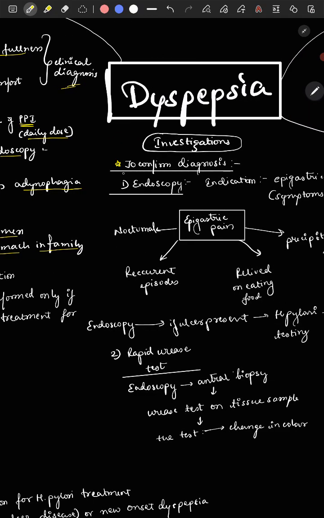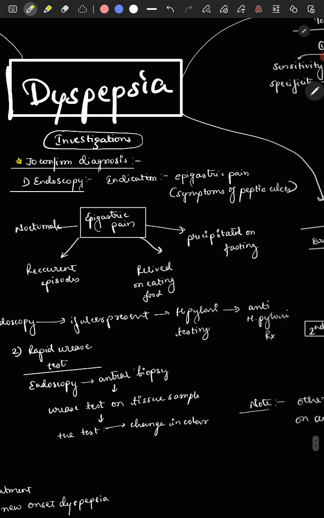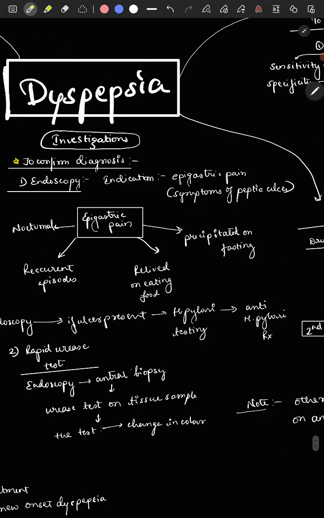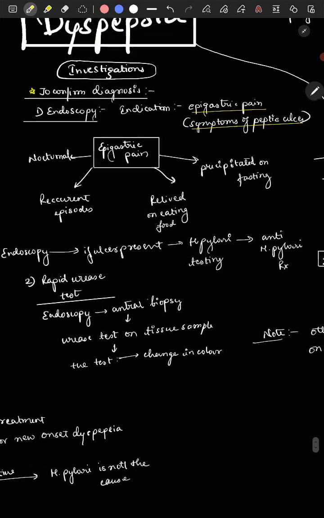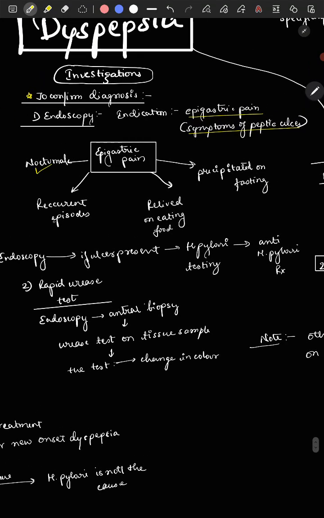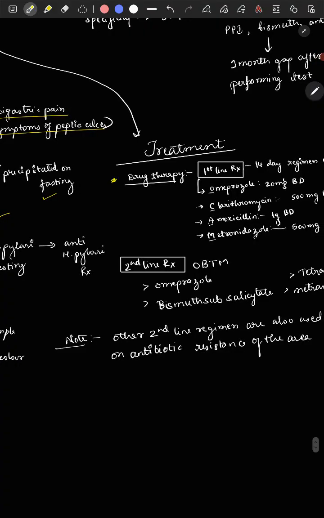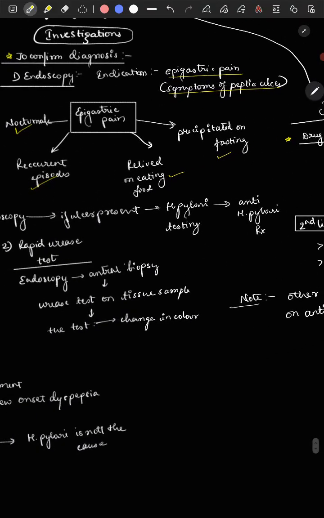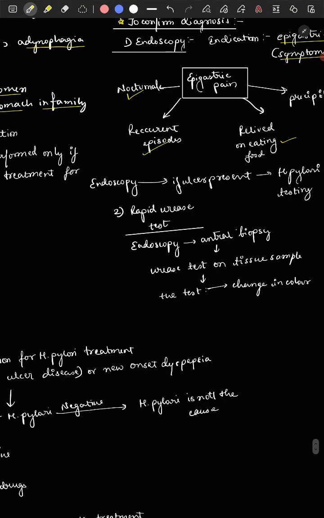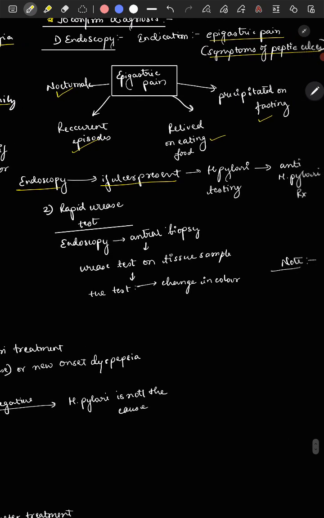Investigation to confirm the diagnosis is endoscopy. For endoscopy, there should be epigastric pain, a symptom of peptic ulcer. Epigastric pain should be nocturnal, with recurrent episodes, relieved on eating food and precipitated on fasting. Treatment for it is drug therapy. Before that, let's talk about endoscopy. It should be done if an ulcer is present.